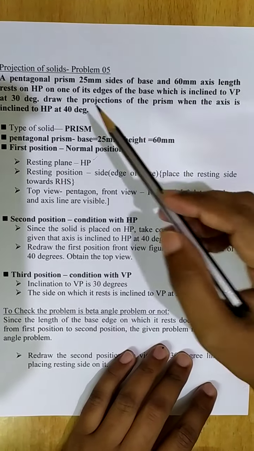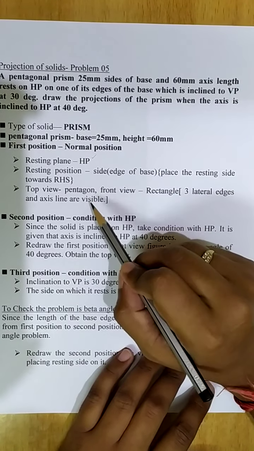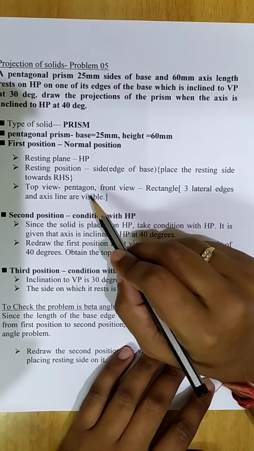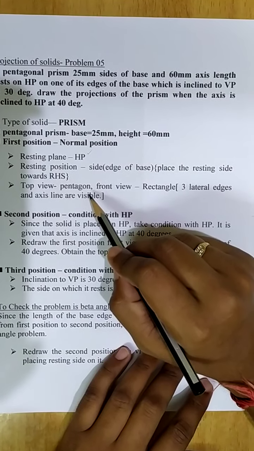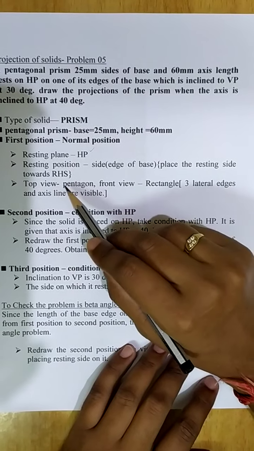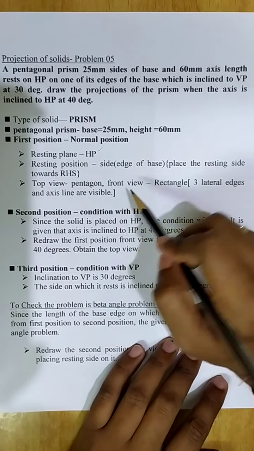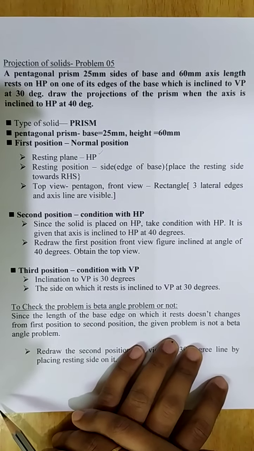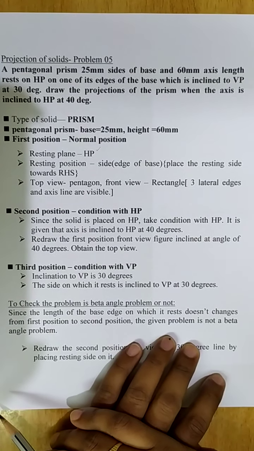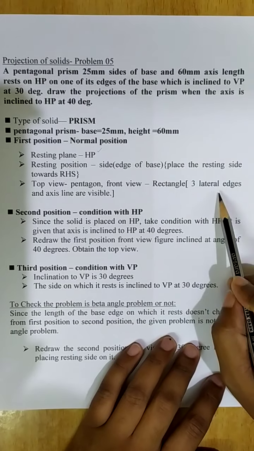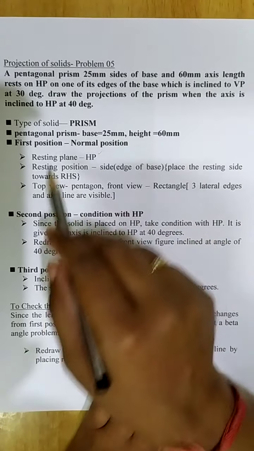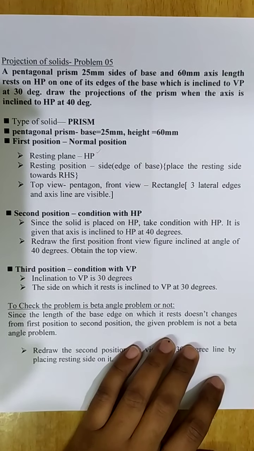Next, we have to see the pentagon in the top view as well as the front view in this particular position. If I see the prism from the top view, it looks like a pentagon. If I take the front view of that particular prism, it looks like a rectangle. How many vertical edges can you see in the front view? I have written it as 3 lateral edges, and the axis lines are visible. So this is the normal position. Let us go with the construction.